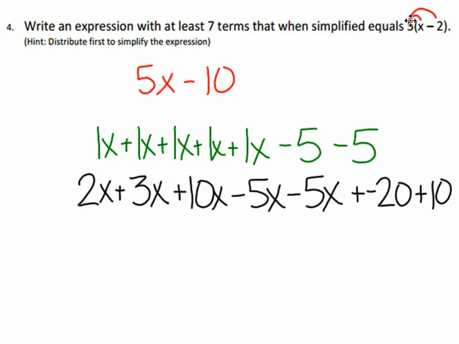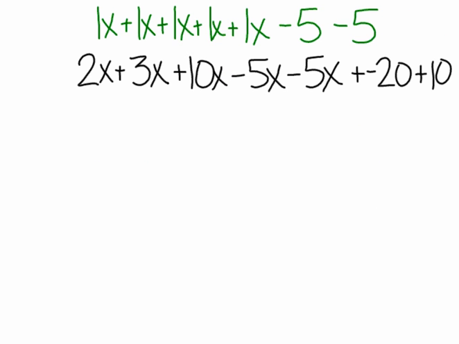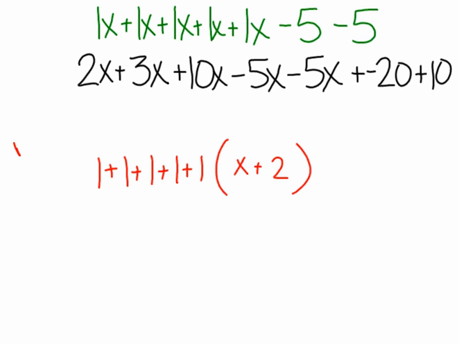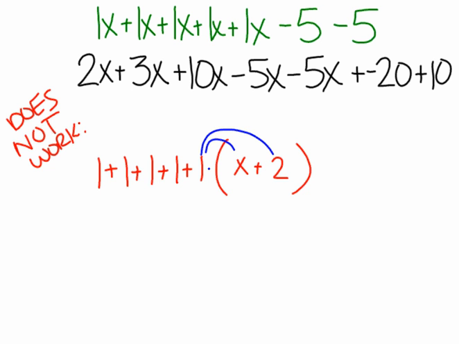One mistake that I often see, it does not work to do something like this and then multiply all of that by x plus 2. This does not work. And the reason why is because when you follow order of operations, you actually need to distribute before you add. You always need to multiply before you add or subtract.